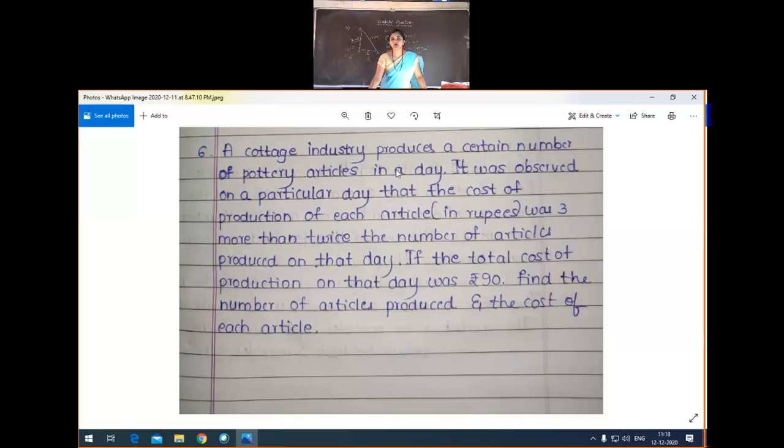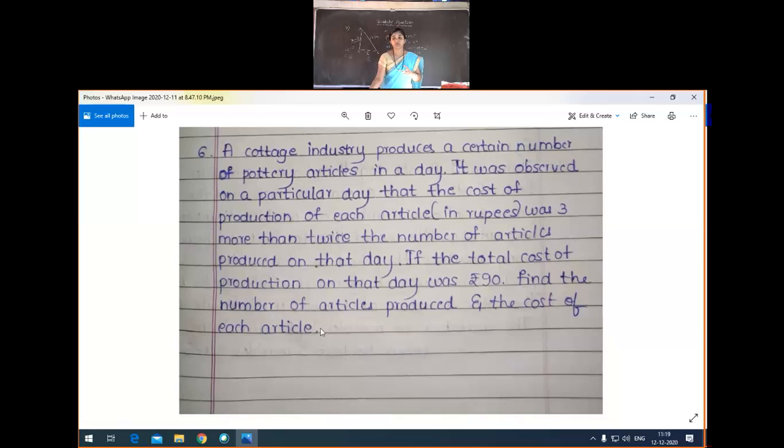It was observed that on a particular day, the cost of production of each article was 3 more than twice the number of articles. So the cost of production of each article is 3 plus twice the number of articles, 2 times the number of articles, which is x. 3 plus 2x. If the total cost of production on that day was 90, find the number of articles produced and the cost of each article.